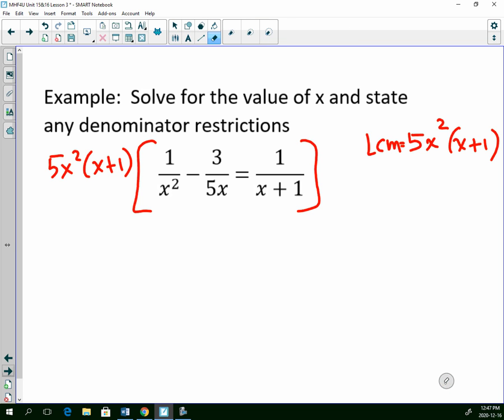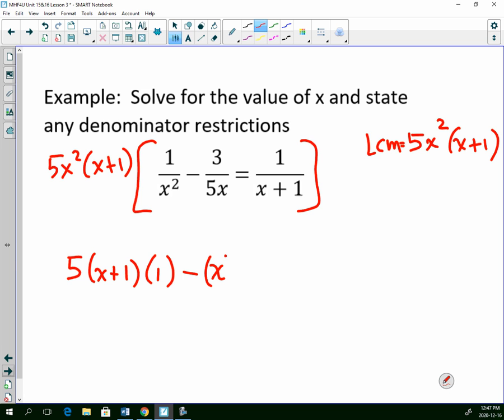So in the first term, the x squares will reduce. So I will be left with the 5 and the x plus 1 multiplied by the numerator. In the second term, 5x is canceled, so that will leave me with 1x and the x plus 1 times the numerator of 3. In the last term, the x plus 1 will cancel, so that will leave me with 5x squared times the numerator. Okay?